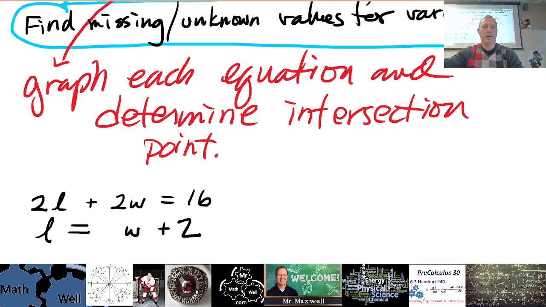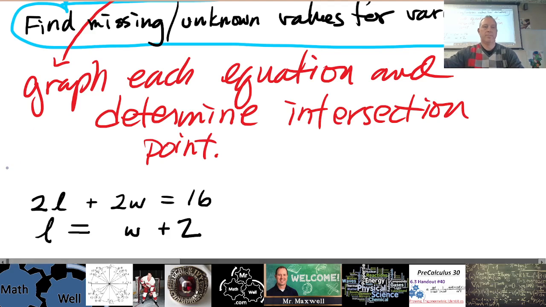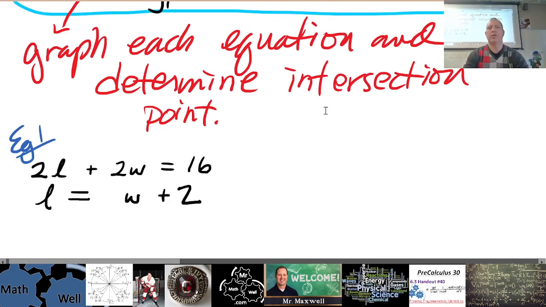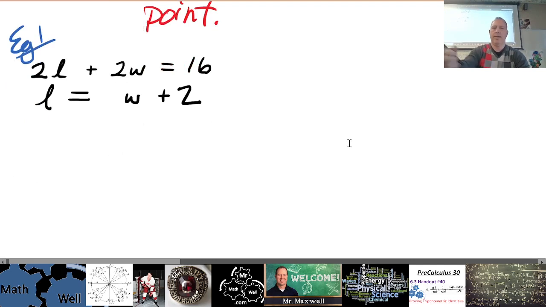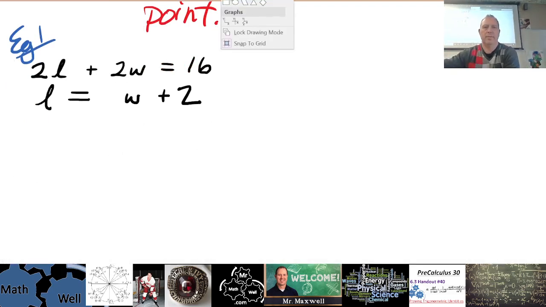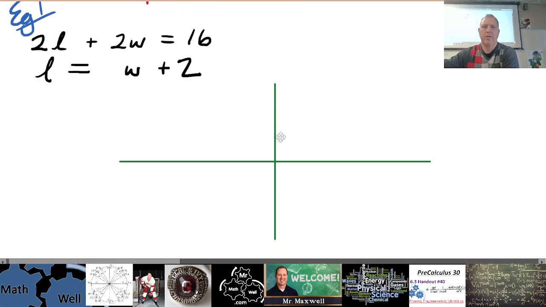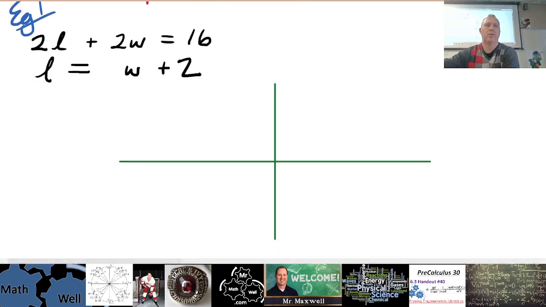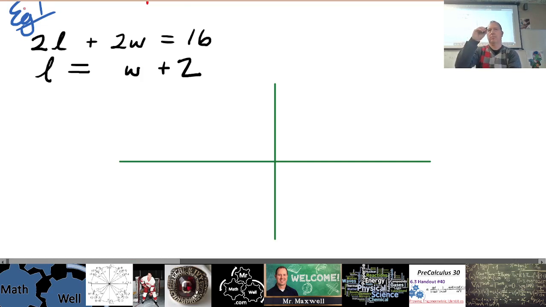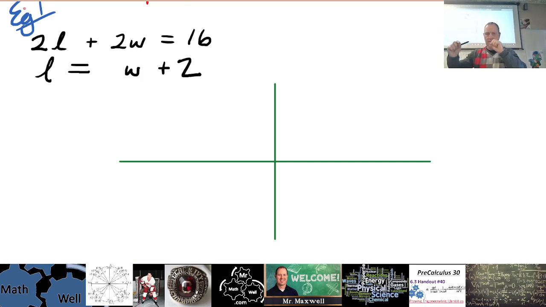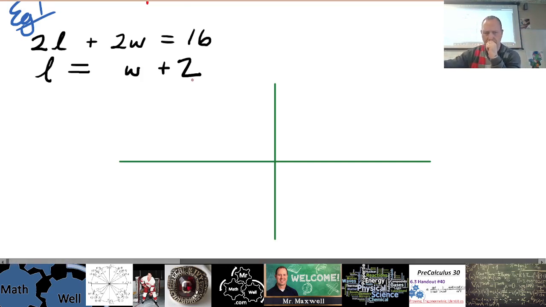Okay, so example 1 for this 7.2 part. I'm going to graph each equation and determine the intersection point. If you have graph paper, good for you. That's going to be helpful. If you don't have graph paper, just make your tick marks the exact same as best you can, the same distance apart. But it would be best with graph paper.